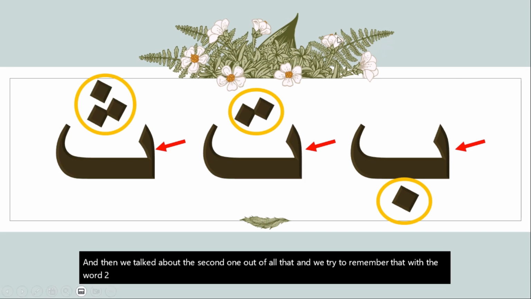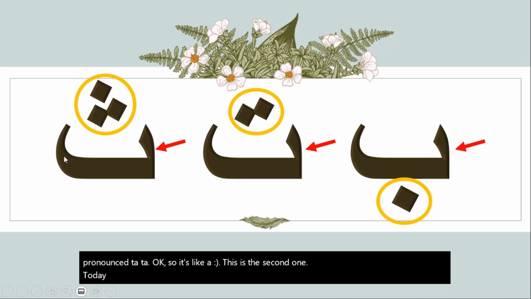And then we talked about the second one, حرف التاء, and we try to remember that with the word two. With two we remember it's the second and that it has two dots above, and also it's pronounced like ta, ta. So it's like a smiley face. This is the second one.